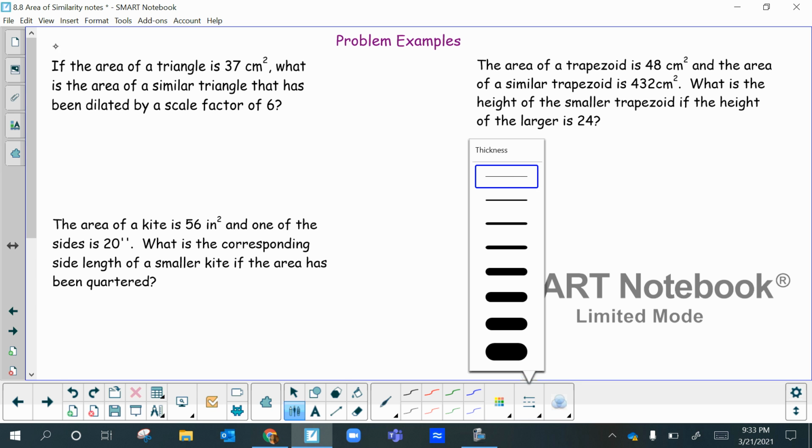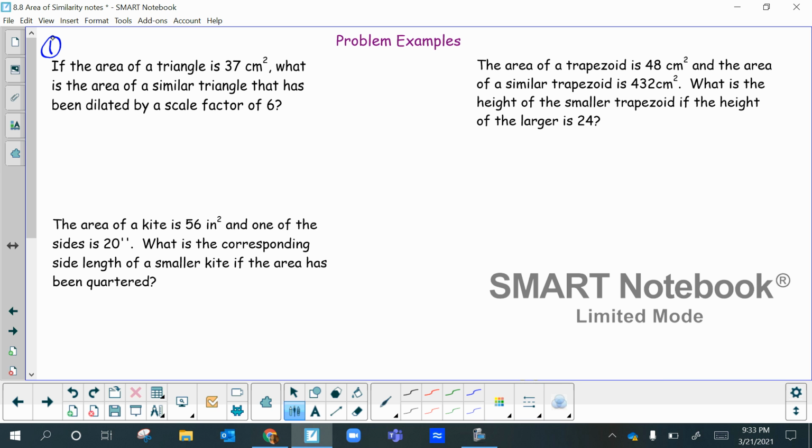So in this first one up here, problem number 1, it says if the area of a triangle is 37 square centimeters, what is the area of a similar triangle that has been dilated by a scale factor of 6? So we got 6 times bigger, something to think about. This area is 37, and imagine a much larger one. We're looking for the area of this one. Well, all of the sides got 6 times bigger, so our scale factor is 6.